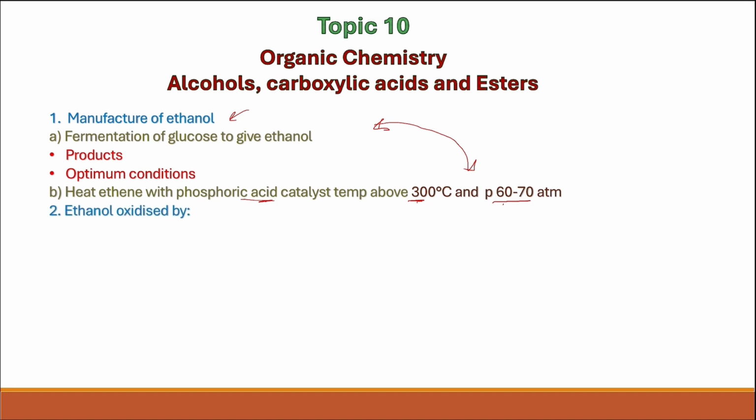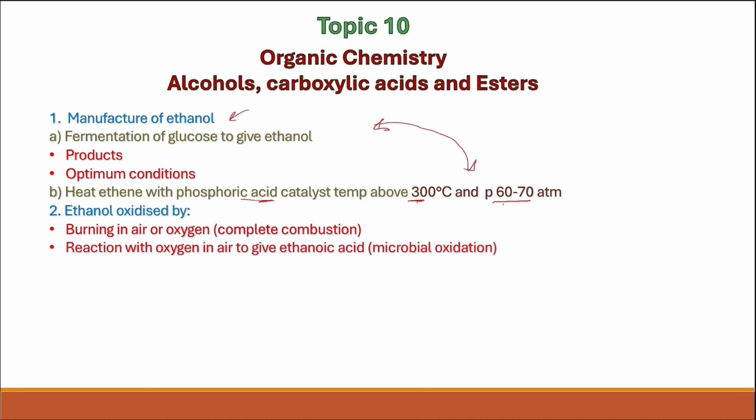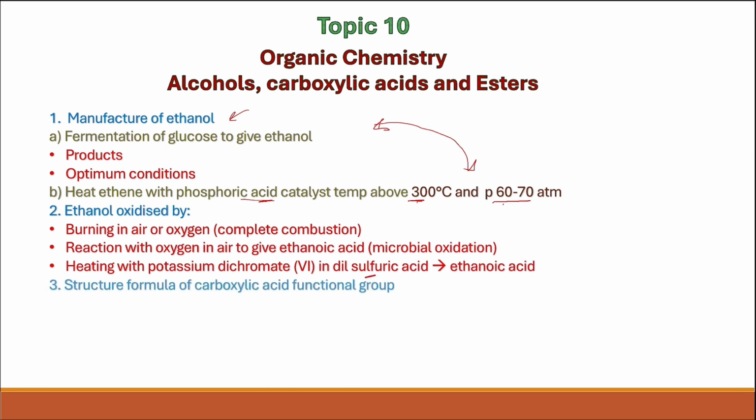Oxidation of ethanol, it's not very common in the exam, but it has been in the exam for so many years. So it might be worth that you look at it because it might be this year. So ethanol can be oxidized by burning in air or oxygen through complete combustion to give carbon dioxide and water, or reaction with oxygen in air to give ethanoic acid. This is the microbial oxidation, and this is why we do the fermentation in the absence of the air. And finally, heating with potassium dichromate and dilute sulfuric acid, and that will give you ethanoic acid.